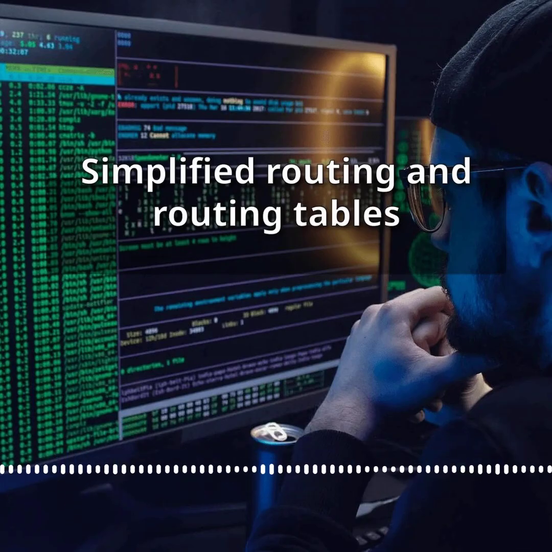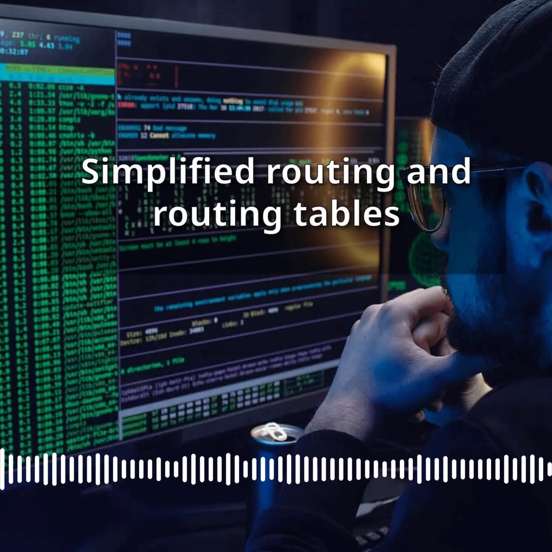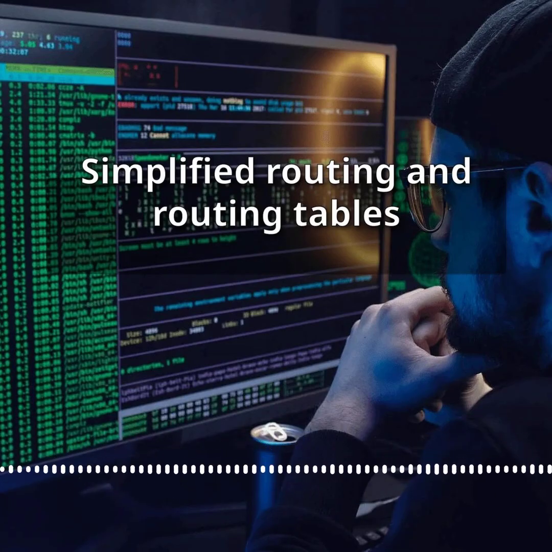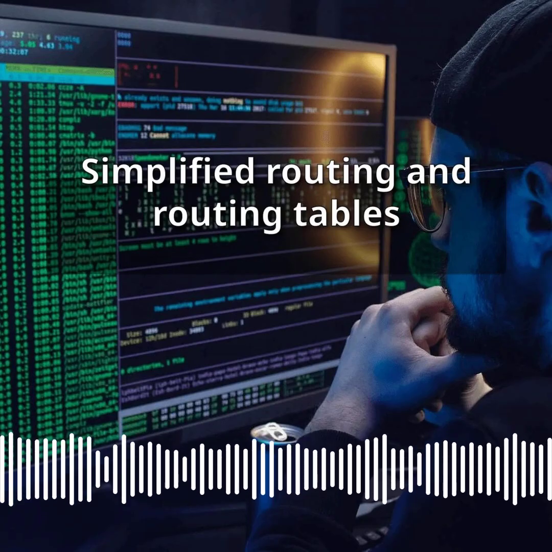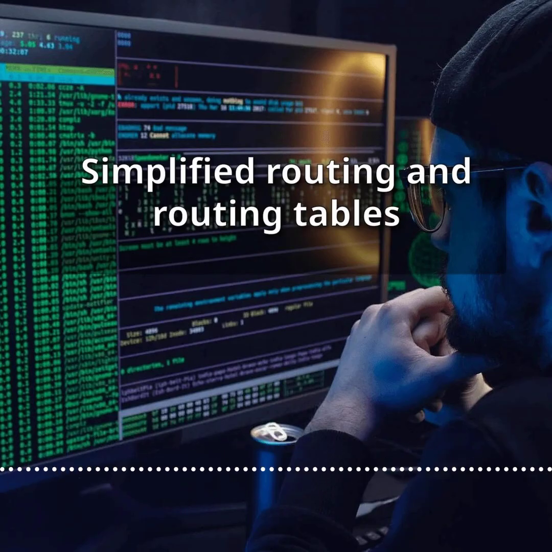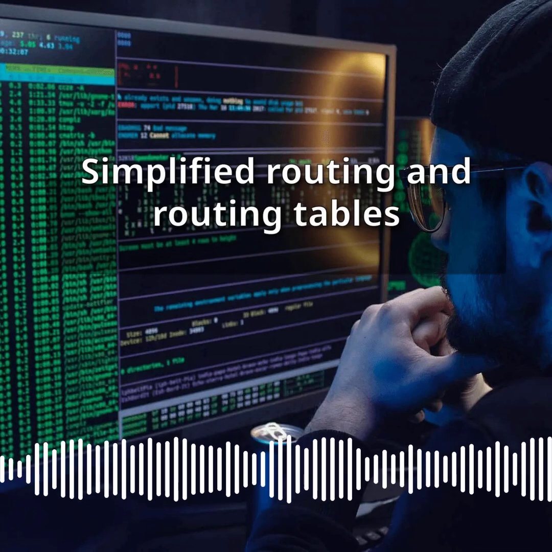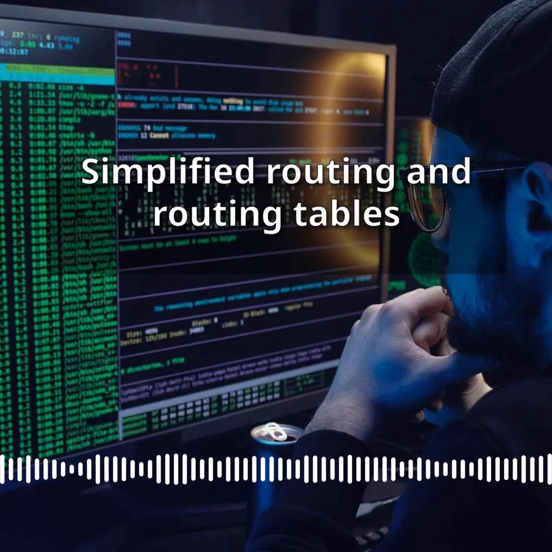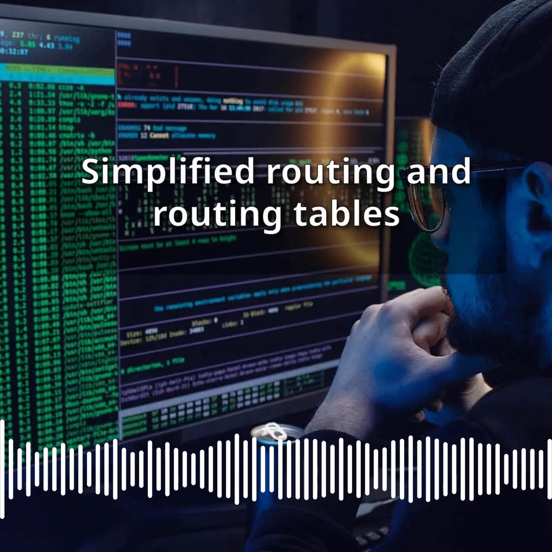A router is a network device that operates at layer 3 of the OSI model, also known as the network layer. Its primary job is to forward packets from one network to another. A router has at least two network interfaces, each connected to a different network. When a packet arrives on one interface, the router reads the destination Internet Protocol address and decides where to send it next. This decision is made by consulting a routing table.